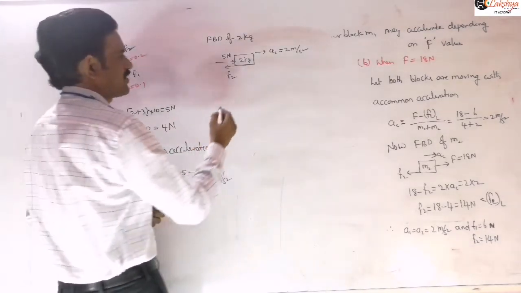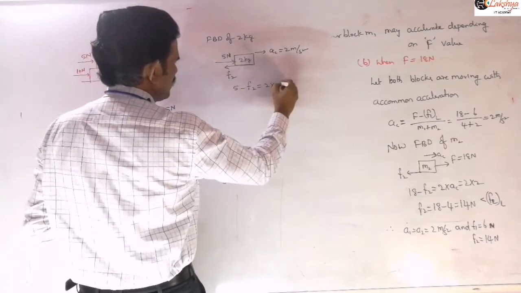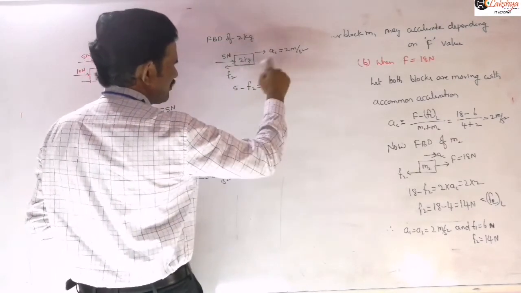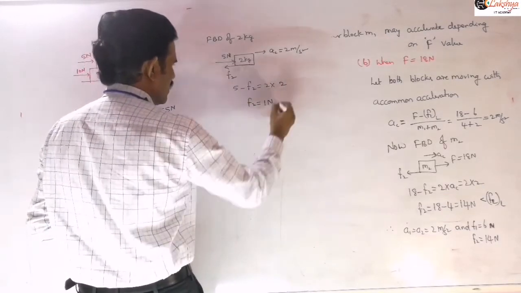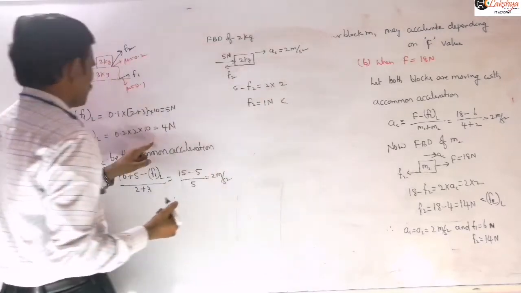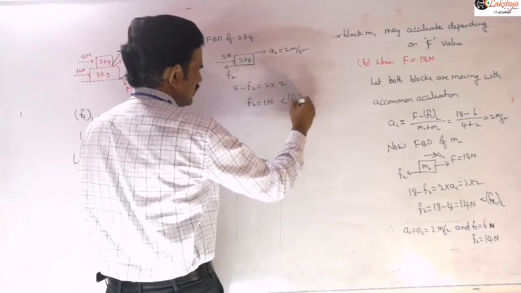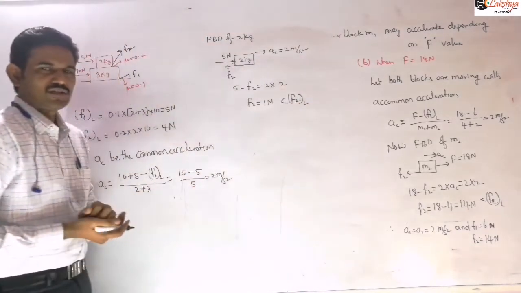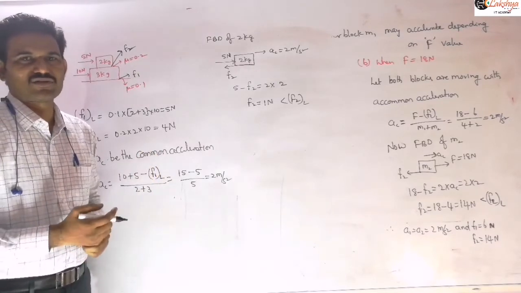Now let us write this equation for this. So 5 minus F2 is equal to 2 into 2, that means ma. So therefore this F2 value is 1 Newton. So this 1 Newton is less than that of our limiting friction here. So this is less than this F2 limiting, right? Therefore our assumption is true. Our common acceleration assumption is true.